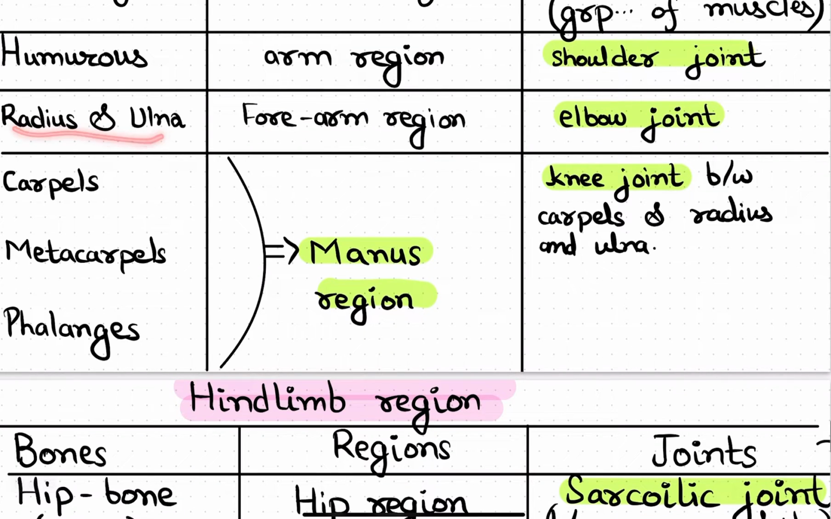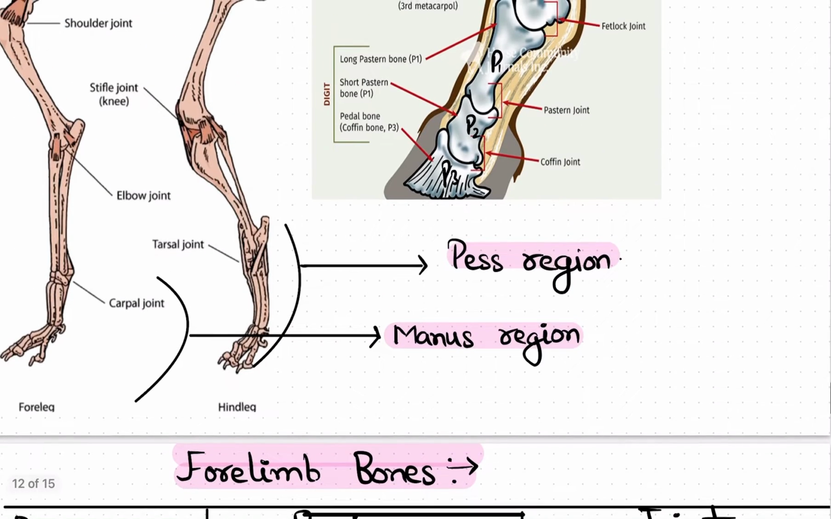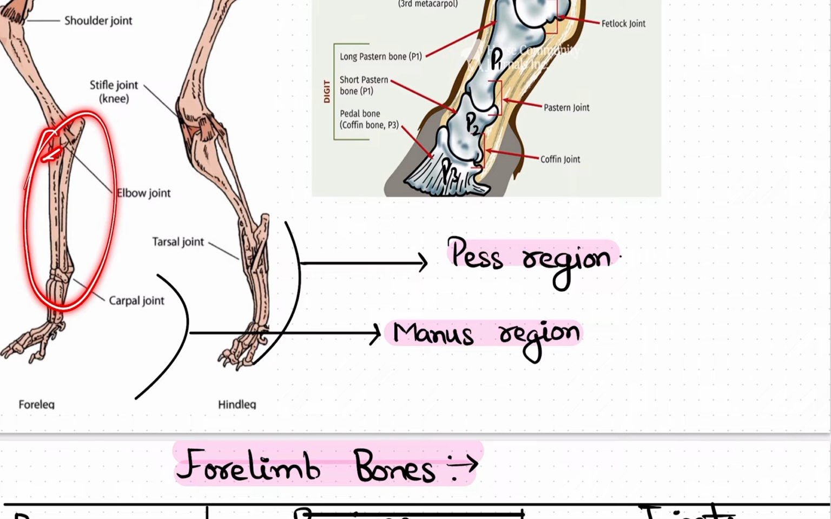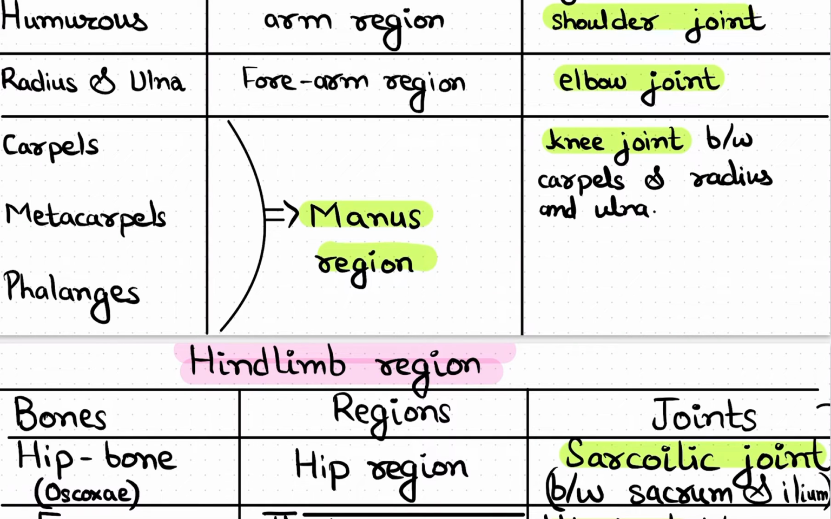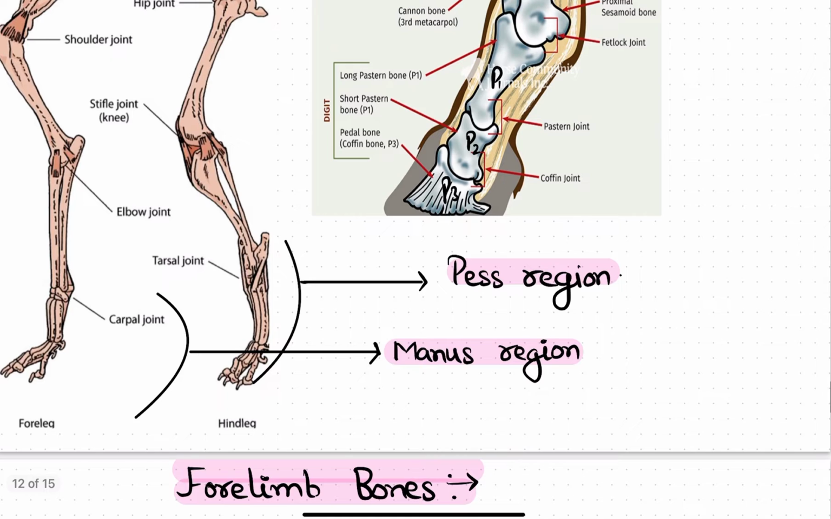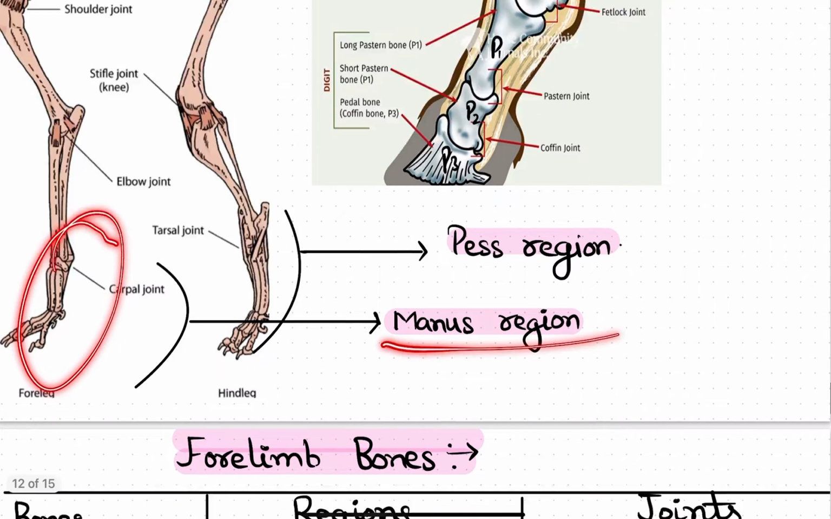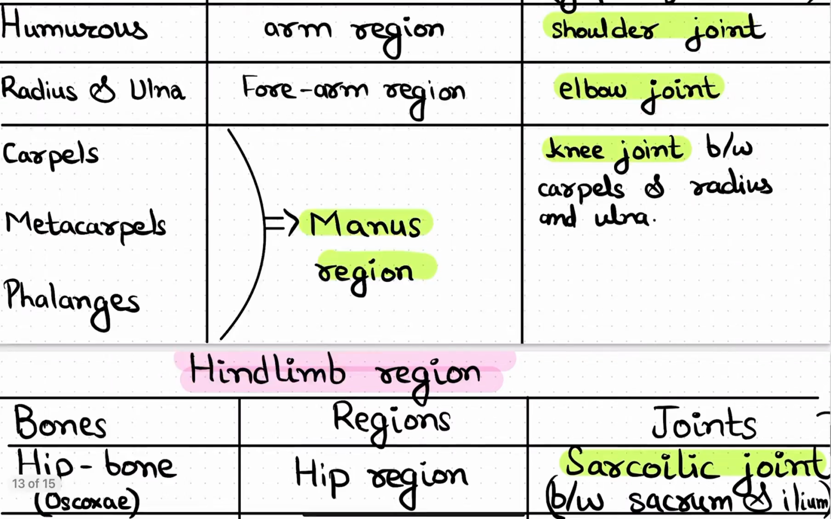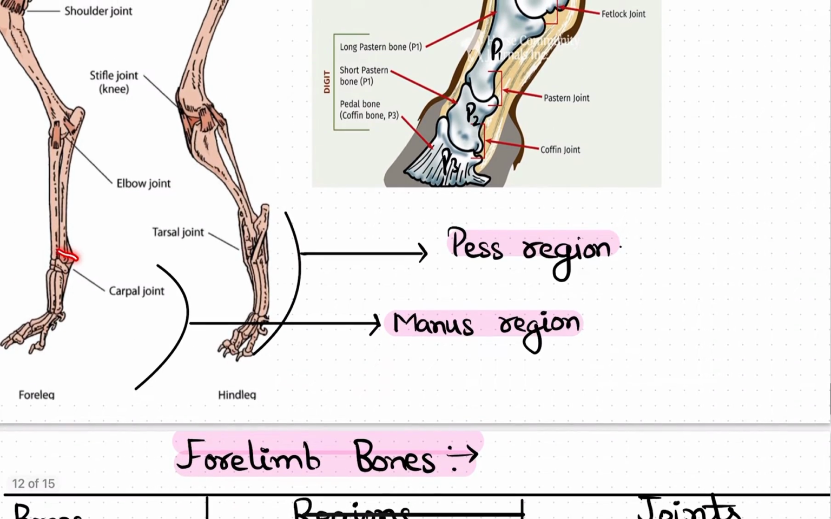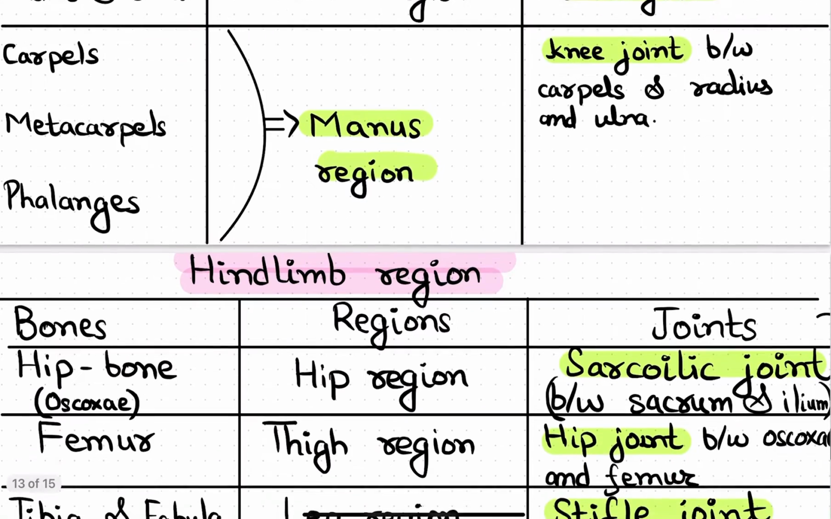Now then we have radius and ulna, forearm region, elbow joint. This is the radius and ulna. This is the elbow joint, and this region is known as the forearm region as mentioned here. Now the carpal, metacarpal and phalanges, as I said, are the manus region. As I showed you here, this is the manus region, and the joint between carpal and radius and ulna is the knee joint. Carpal joint is also known as the knee joint.